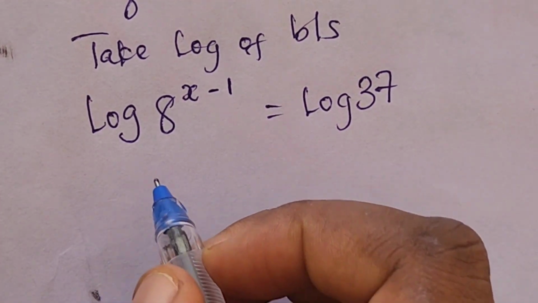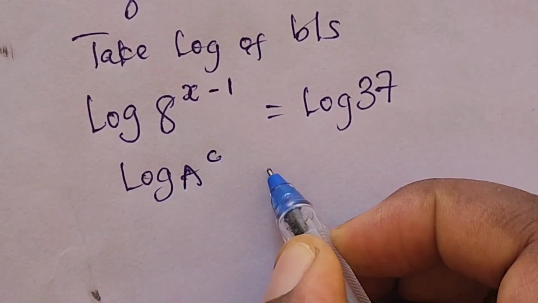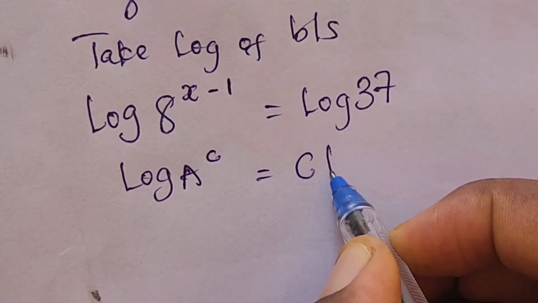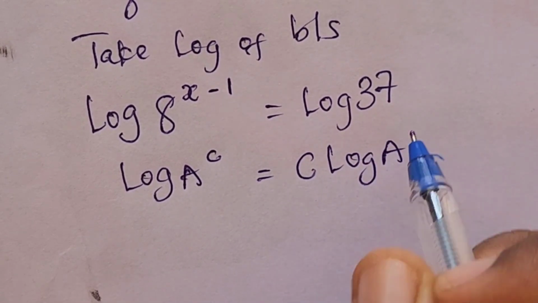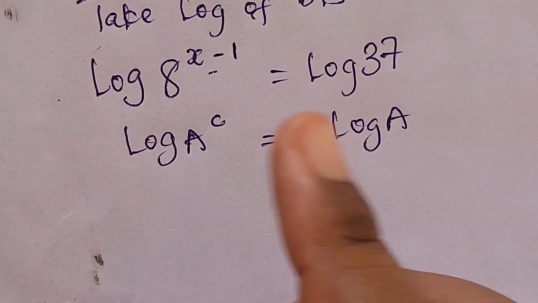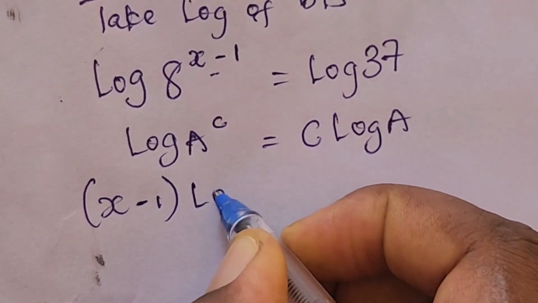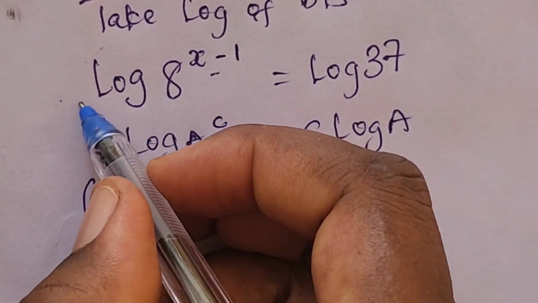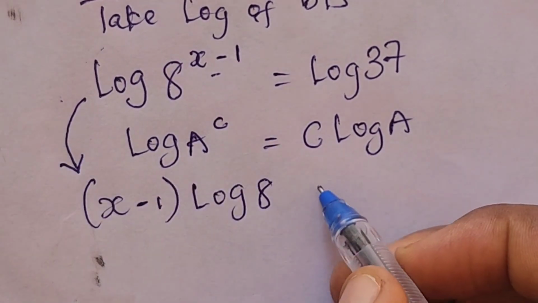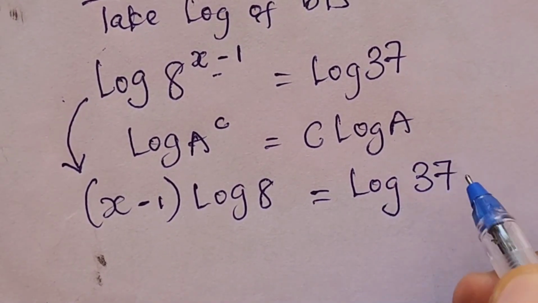But let's recall from law of logarithm, when we have log of a to the power of c, this is the same as c times log of a. So our power moves to the back. We have x minus 1 times log of 8 is equal to log of 37.